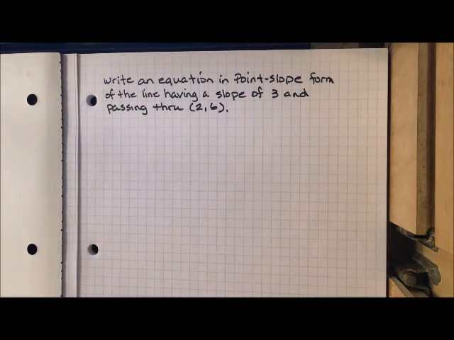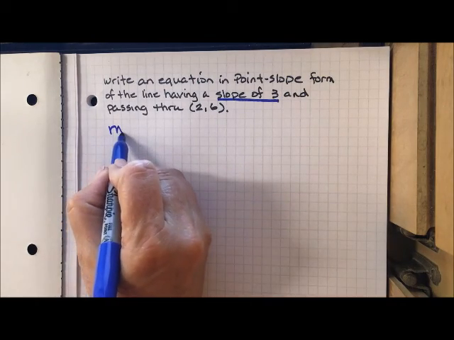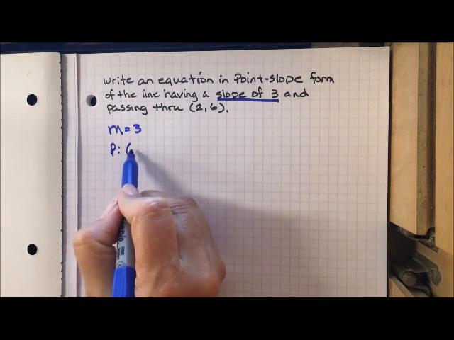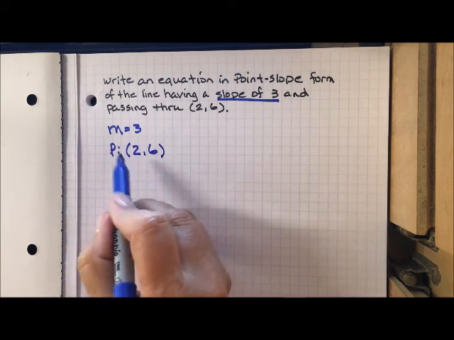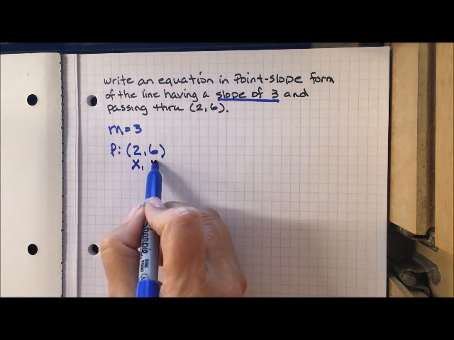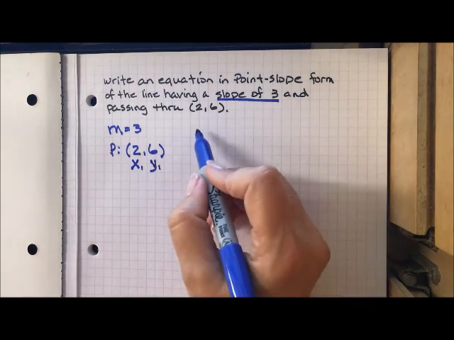Now I'd like to show you how we're actually going to use this formula to write an equation. Let's say we have this problem. Write an equation in point-slope form of the line having a slope of 3 and passing through the point 2, 6. Well, we know that our slope is 3, and we know that our point is 2, 6. And as a reminder, this is my x1, this is my y1. So there's our slope and our point, and all we're going to do is plug it into the equation.